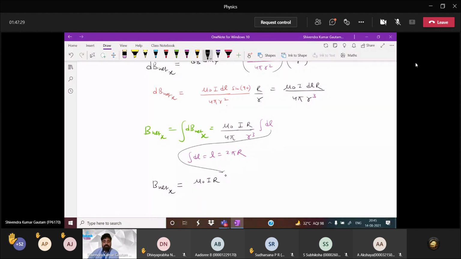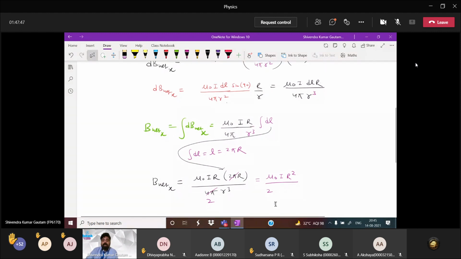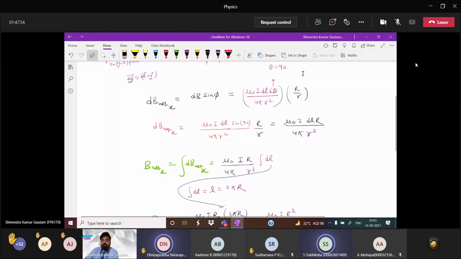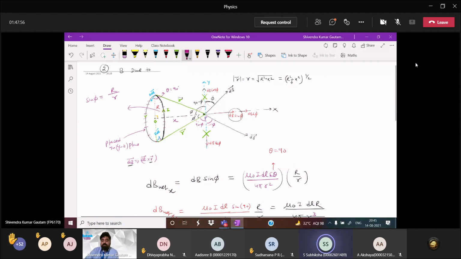Substituting the integral dl value, 2 pi R, divided by 4 pi r cube. Here 2 pi cancels with this one, R into R is R square. Mu naught I R square divided by 2 r cube. What is the r cube value? What is the r value we have written above? r is R square plus x square, power 1 by 2, the root.